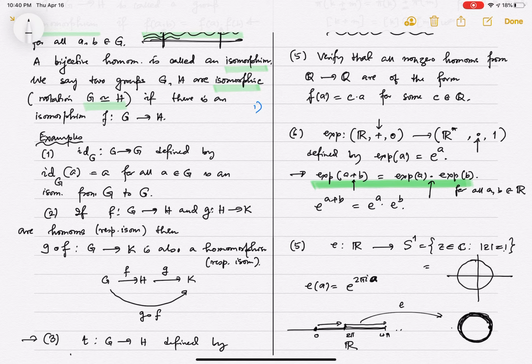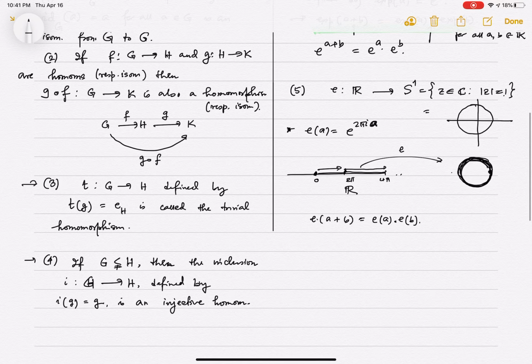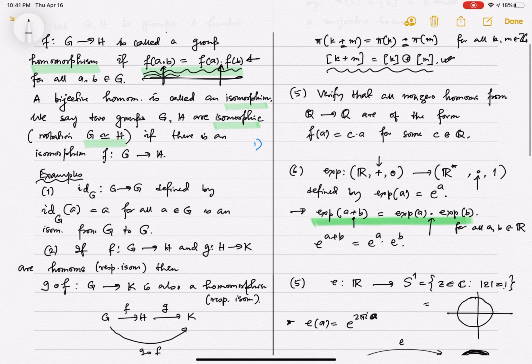This is a very, very important group homomorphism. And again, the homomorphism property just says that E of a plus b is E of a times E of b. But on the right-hand side, it's the multiplication of complex numbers. On the left-hand side, it's the addition of real numbers. And another example, I lost count. This was 7.